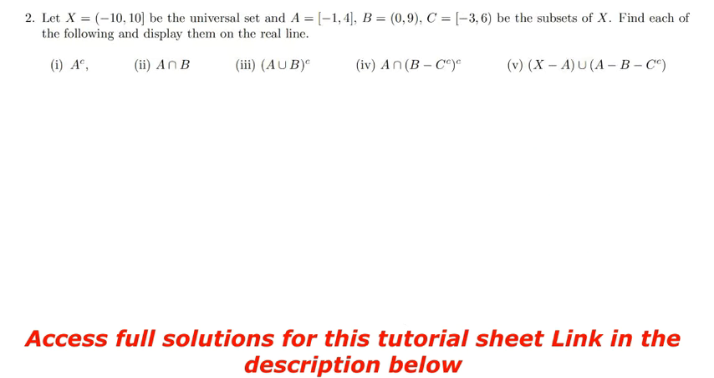Then the second question is saying, let X, so we have negative 10 to 10, be the universal set. A, we have negative 1 to 4, B, 0 to 9, C, negative 3 to 6, be the subsets of X. Find each of the following and display them on the real line. Real line also simply means the number line. So we have to display our solutions on the number line.